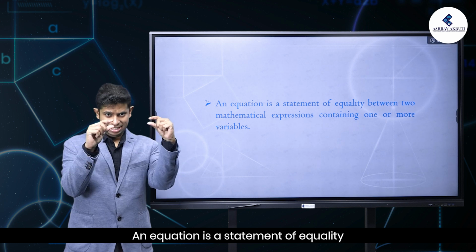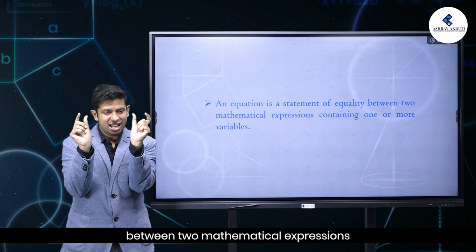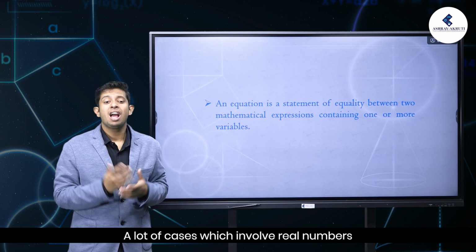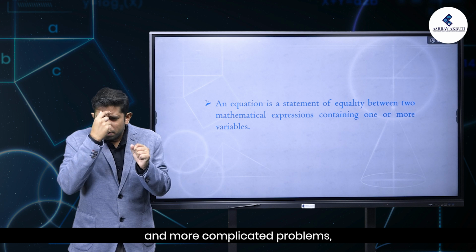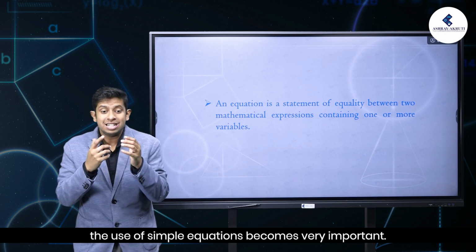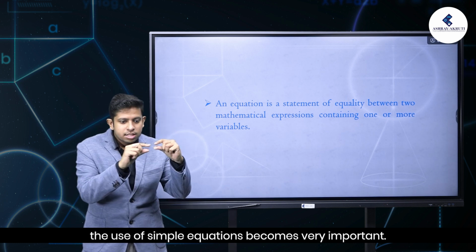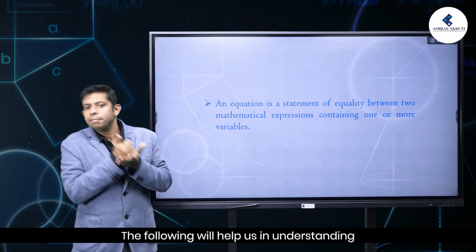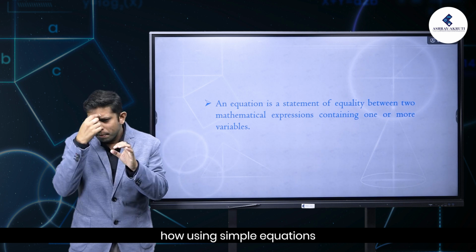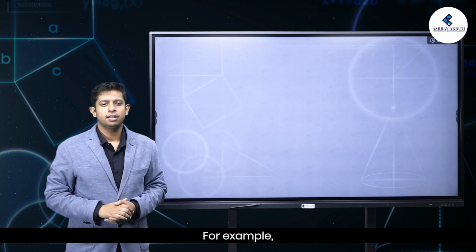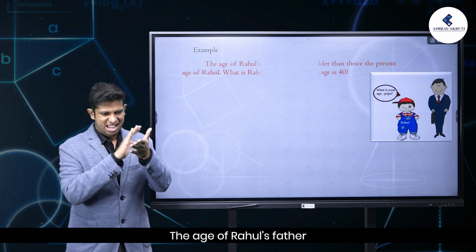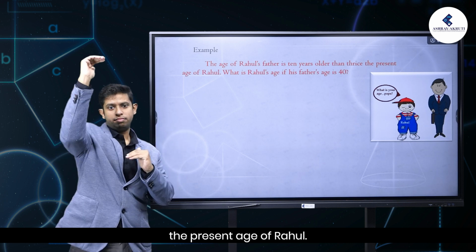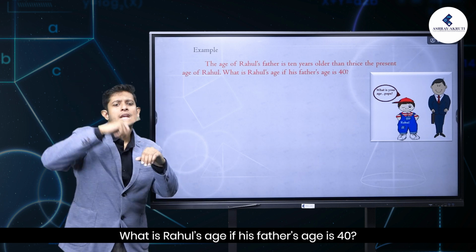An equation is a statement of equality between two mathematical expressions containing one or more variables. In a lot of cases which involve real numbers and more complicated problems, the use of simple equations becomes very important. The following will help us in understanding how using simple equations can help in solving a problem. For example, the age of Rahul's father is 10 years older than thrice the present age of Rahul. What is Rahul's age if his father's age is 40?